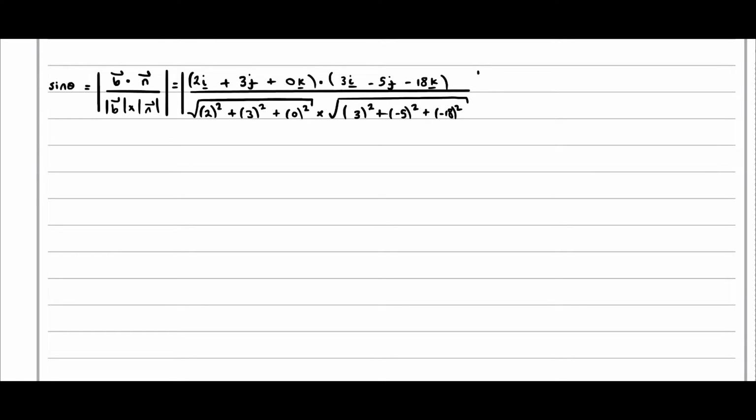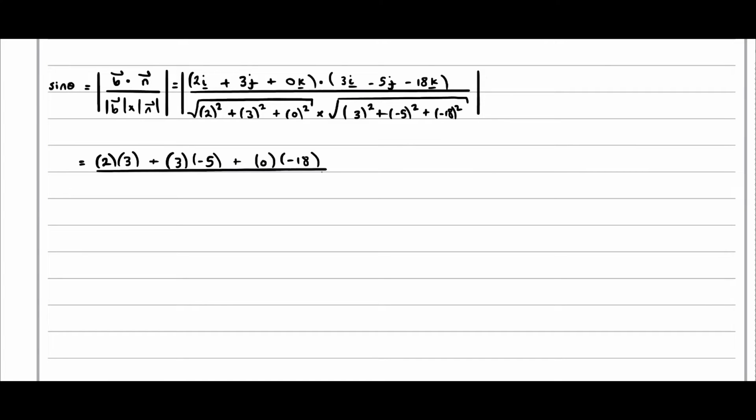So first of all, working out the dot product, we have 2 times by 3 plus 3 times by minus 5 plus 0 times by minus 18.